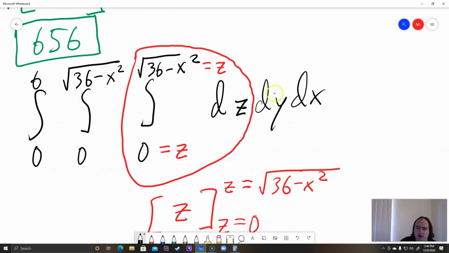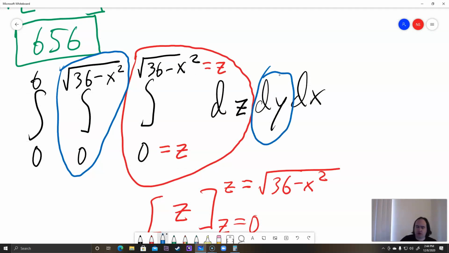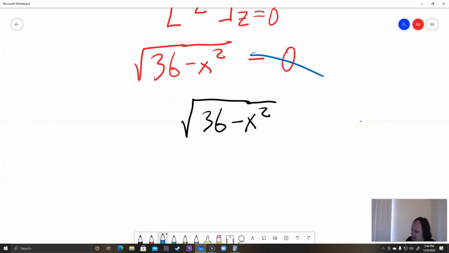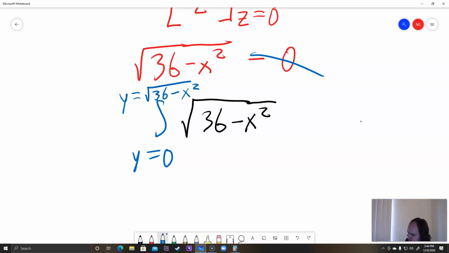Now we do our middle integral. So I'll do that one in blue. So here our middle integral is the integral from 0 to square root of 36 minus x squared dy. Okay, because that's in terms of y, these limits of integration are going to be evaluated in terms of y. Okay, so for our middle integral, we're doing the integral from y equals 0 to y equals the square root of 36 minus x squared, and this is dy.